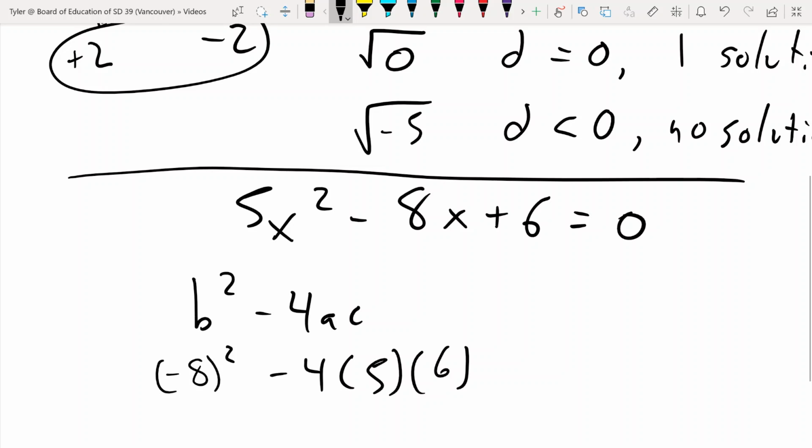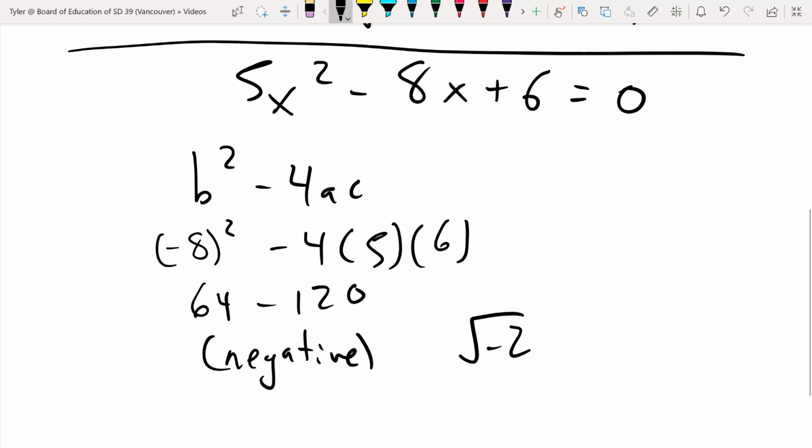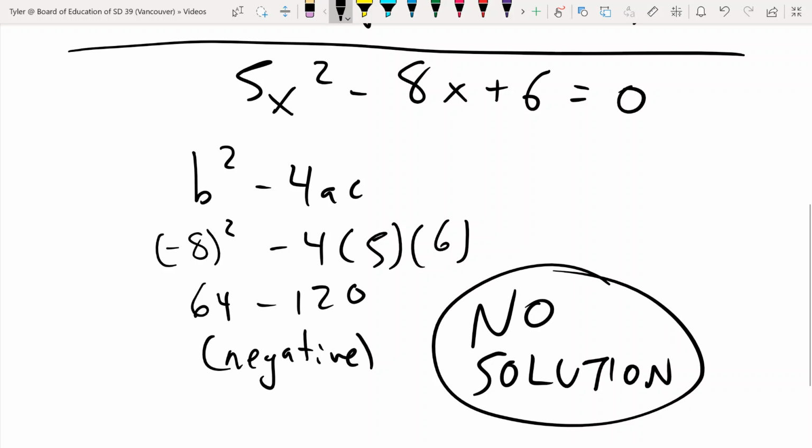When we sub the numbers in, I get 64 minus 120. When I look at that, that ends up being a negative number. I don't actually care what it is. I don't have to find it. It's negative, and I know when I square root a negative number, it's not possible. So I right away know there's no solution.